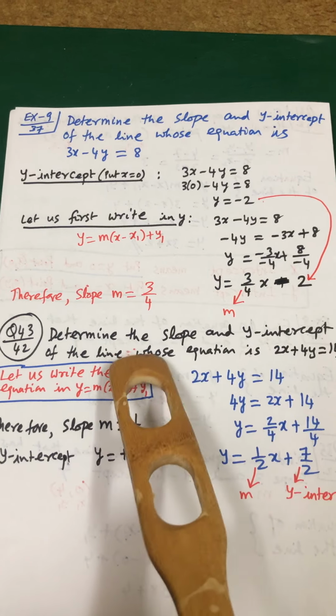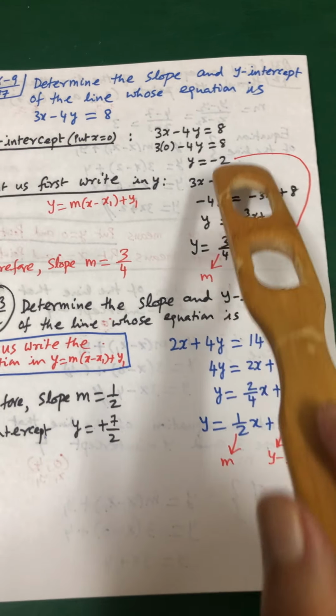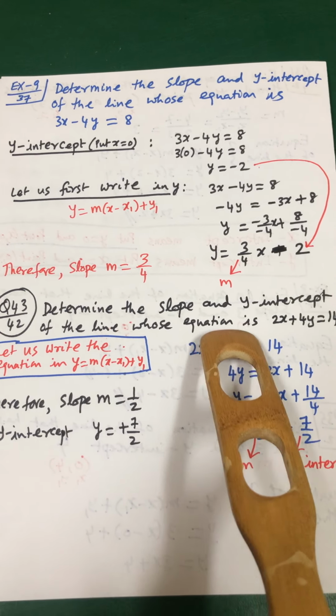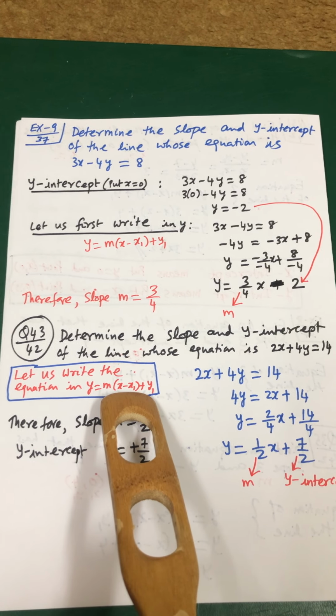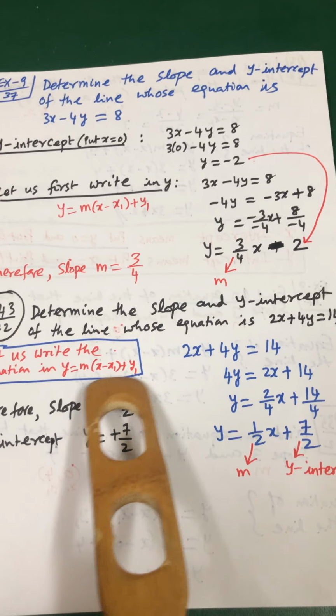Determine the slope and y-intercept of the line whose equation is 2x plus 4y is equal to 14. How to do? No need for these steps, sir. Directly we do like this. So what is the equation of the line? y is equal to m multiply x minus x1 plus y1. Let us write the equation in the form y is equal to m multiply x minus x1 plus y1.